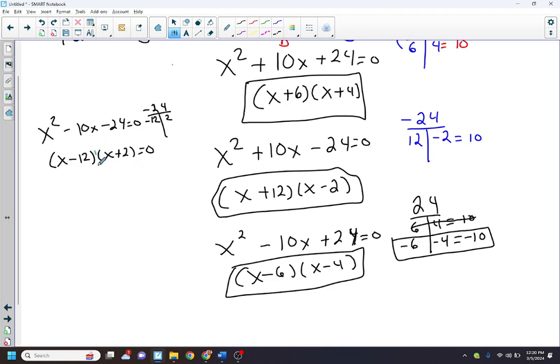After you get to the end, you're going to split and solve each one individually. Remember, the shortcut is you're just going to flip the sign. So in this case, this is x equals positive 12, and x plus 2 equals 0. This is going to be x equals negative 2. Okay?